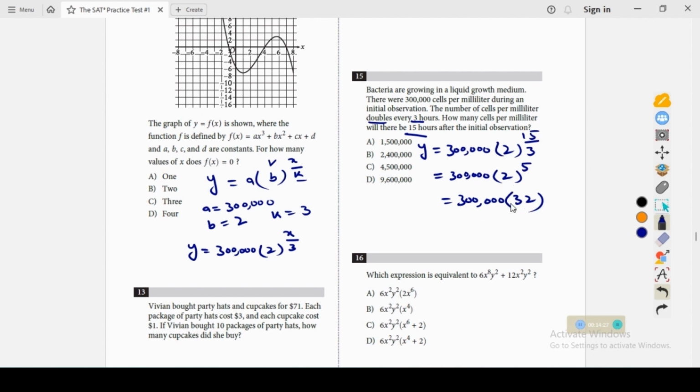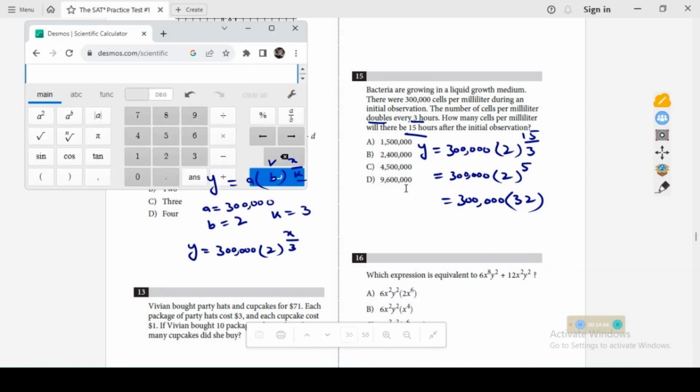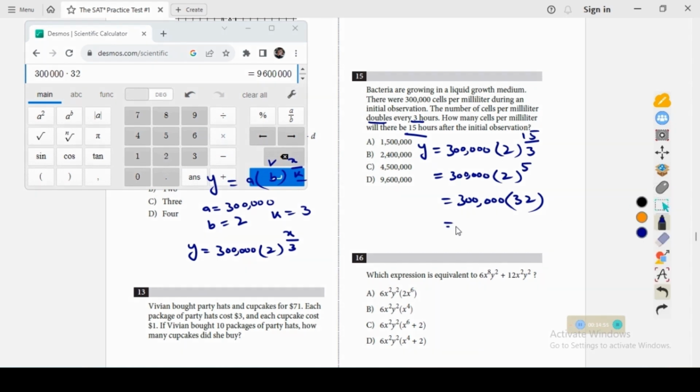Okay, so just find the value using a calculator. By multiplying 300,000 with 32, the answer is 9,600,000. So it becomes 9,600,000. So D is the right answer.